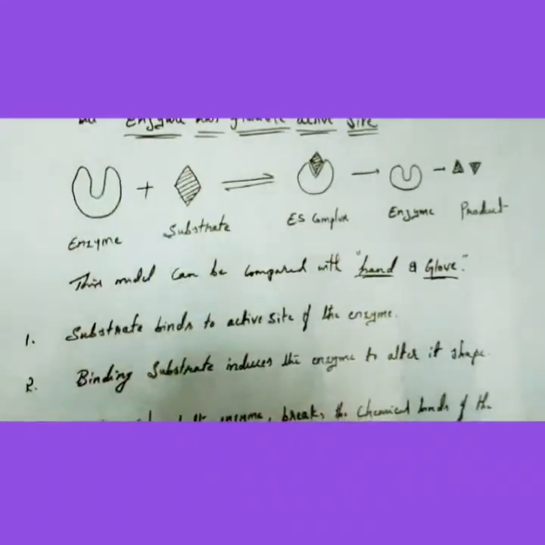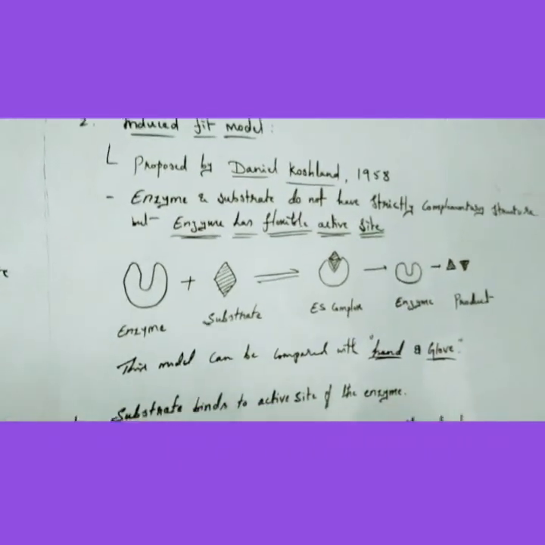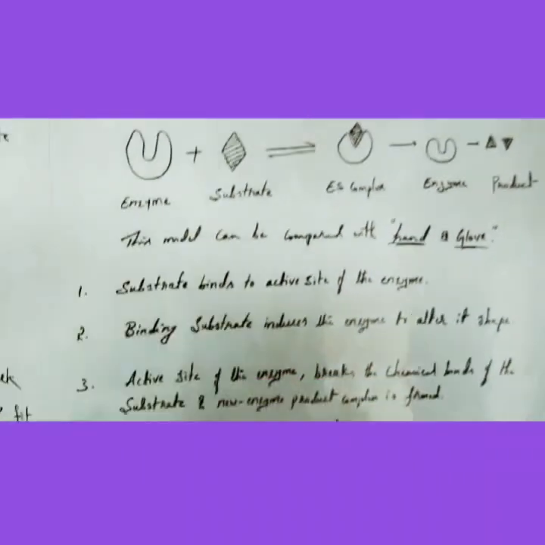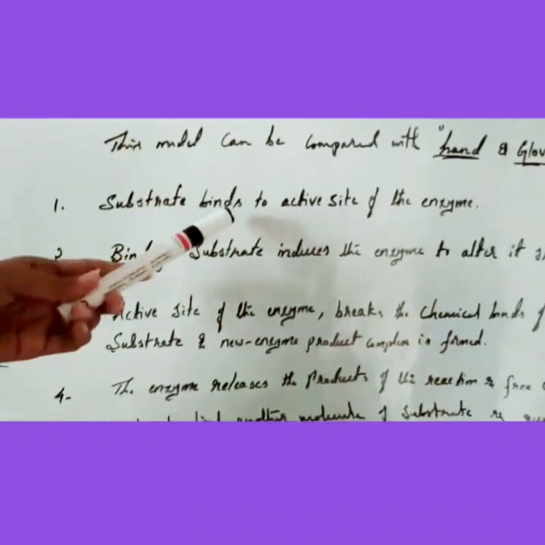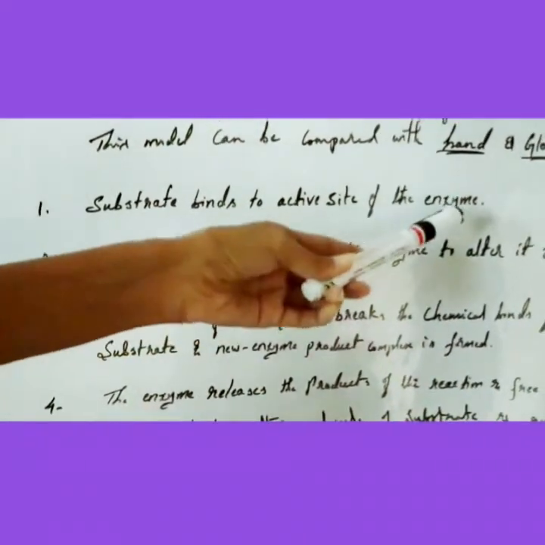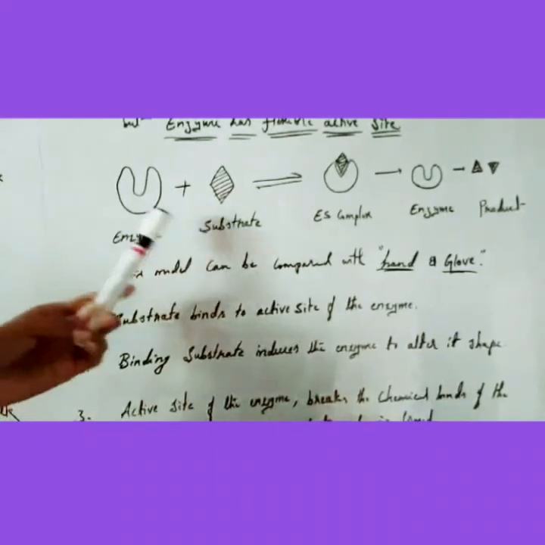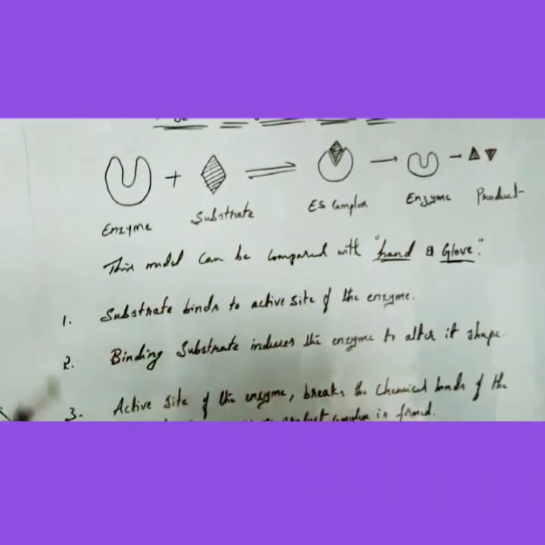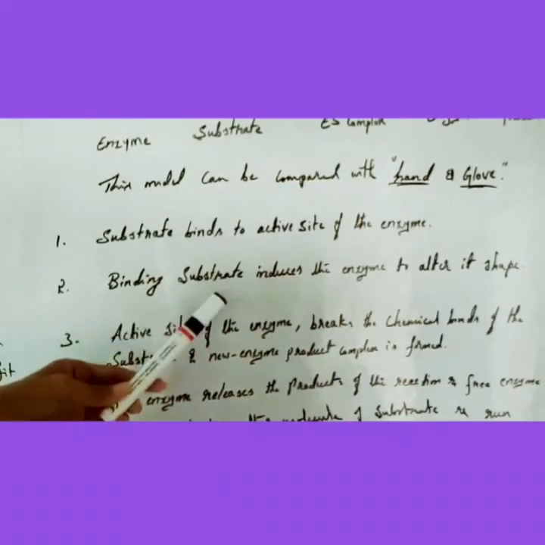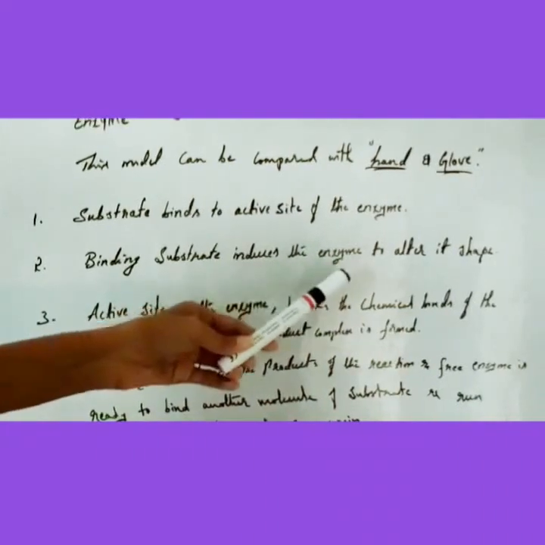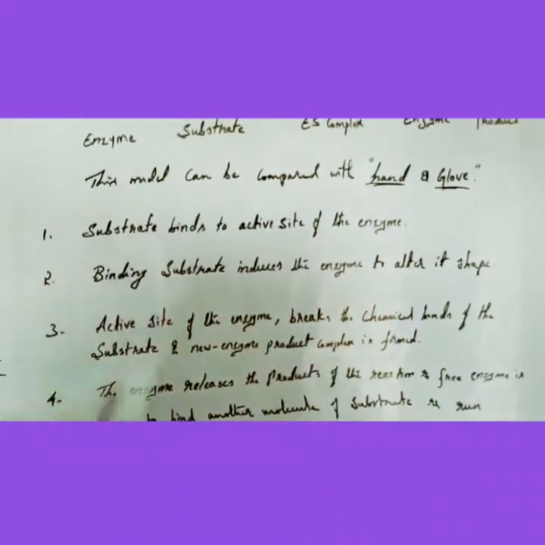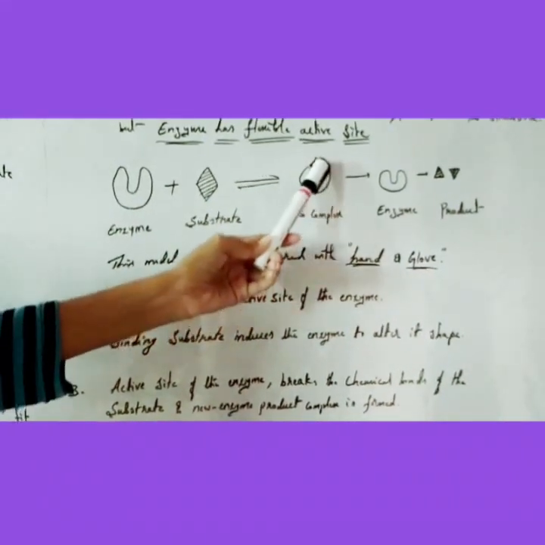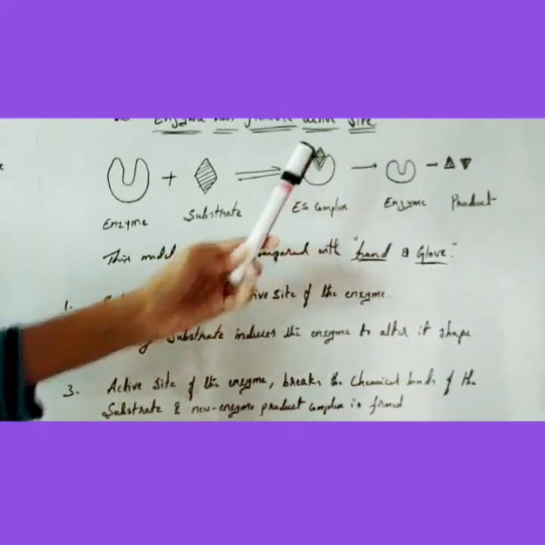The mechanism of enzyme action can be explained by these four steps of the catalytic cycle. First, the substrate binds to the active site of the enzyme. Second, the binding substrate induces the enzyme to alter its shape.